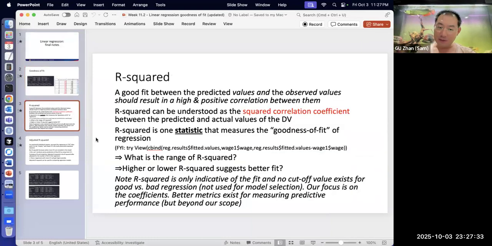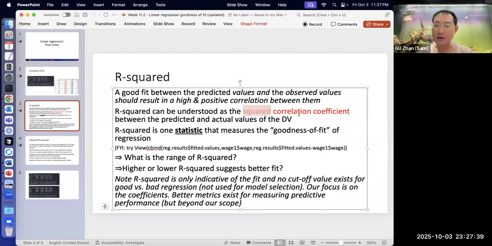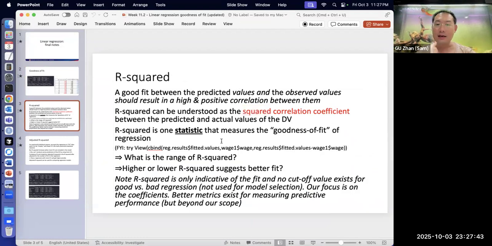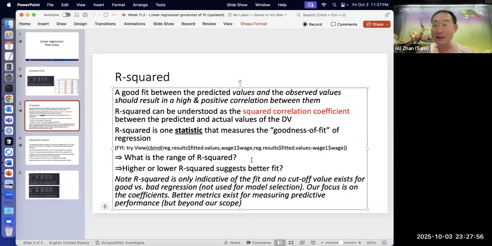Then there are a few explanations on the range of R squared. R squared can be understood as the squared correlation coefficient. The correlation coefficient is in the range of -1 to +1, right? You square it, then it will be in the range of 0 to 1. So higher the better.